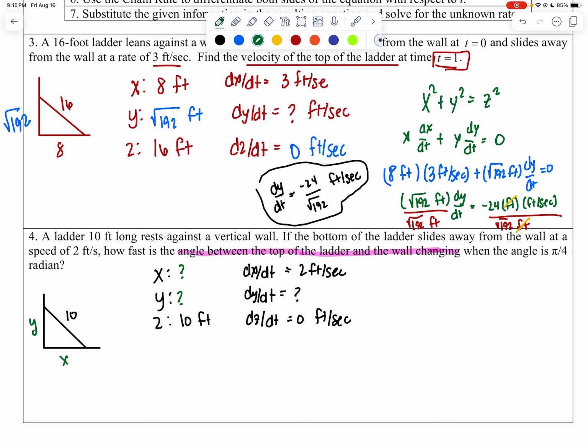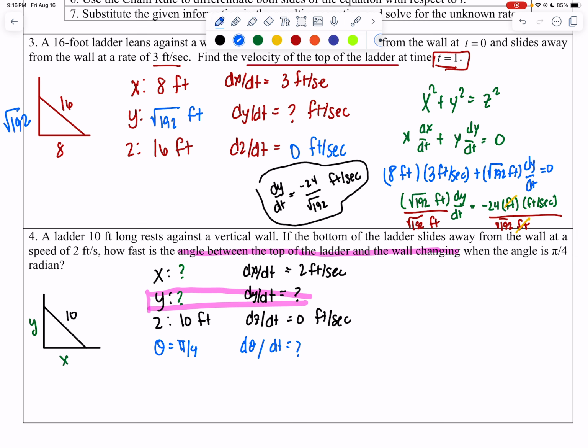And of course, we do know that theta is pi over 4, and we need to figure out what d theta dt is. Based off of this information, we want to make an equation that has theta, has z, and has x. I'm not going to use y because I don't know anything about it. It is mysterious. We don't know anything about y, and we don't know anything about dy dt. So whenever we're making our equation, let's think about x and z, and let's think about theta.